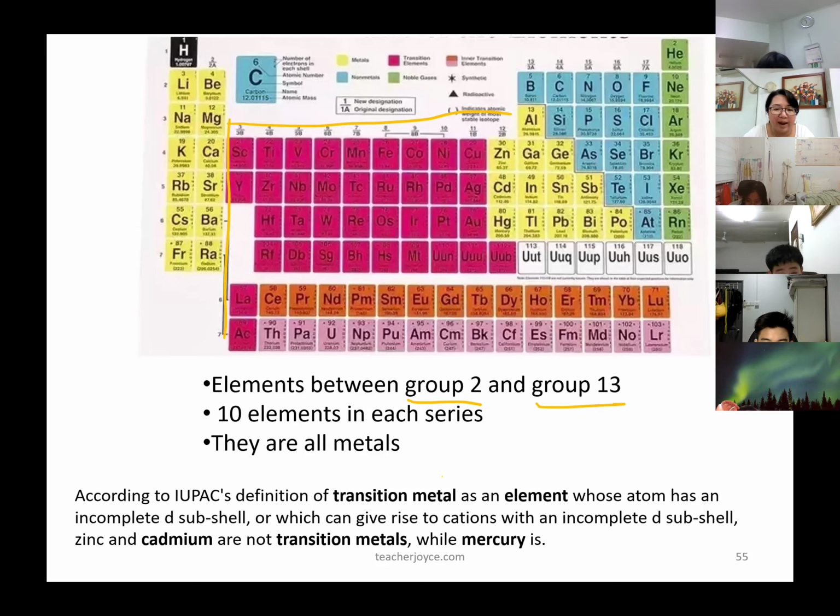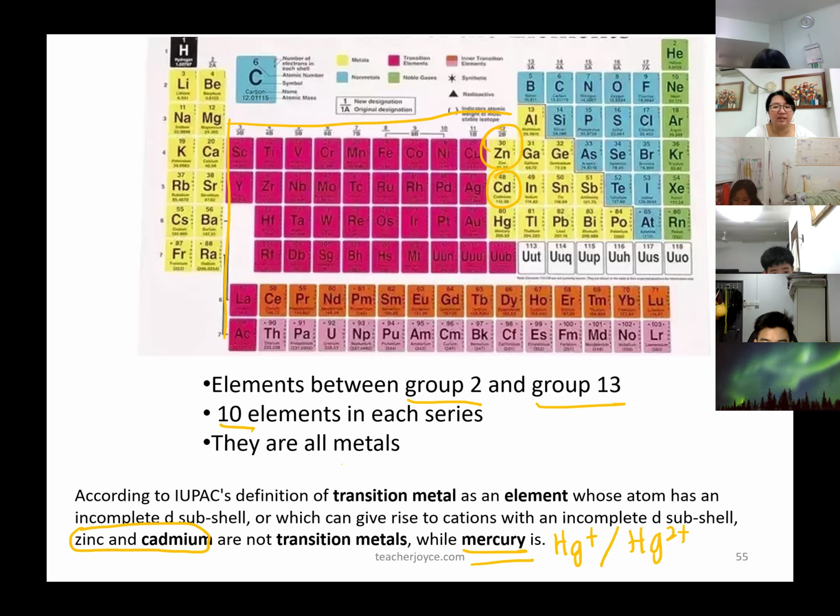According to the IUPAC definition, a transition metal is an element that has a d subshell. You forget about all this, okay? You only study this in A levels or Form 6. The only thing I want you to see is this part. Zinc and cadmium, the first two, are not transition elements. But mercury is. Why? You remember Teacher Joyce said there is mercury 1 and mercury 2? Anything with more than one oxidation number is usually a transition element.